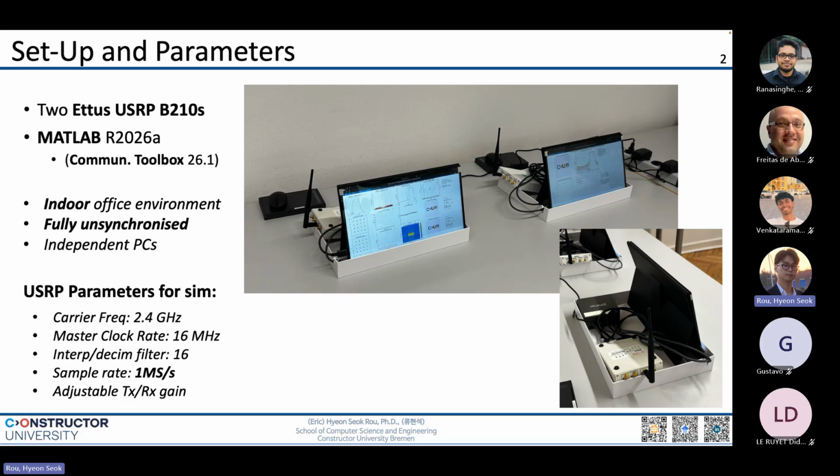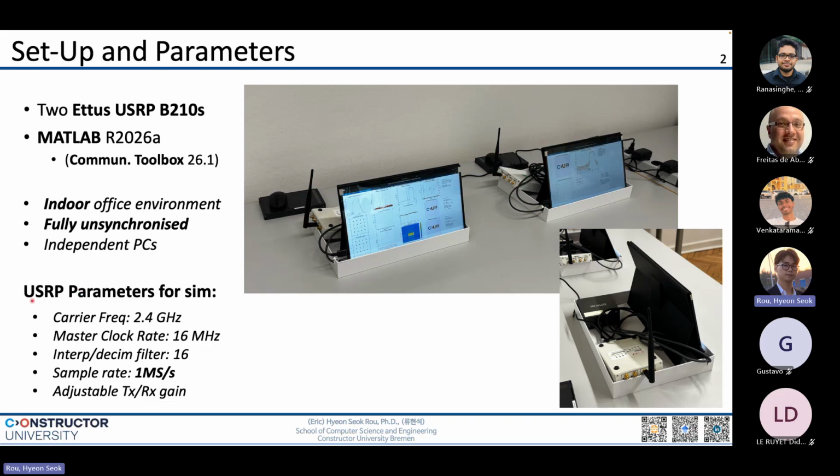And the setup that I began with was simply an indoor office environment. So I had the 2 fully unsynchronized USRPs, 2 fully independent PCs. As you can see here in the image, we have a USRP, we have a mini PC behind it connected to it, and just a screen. And these 2 setups are identical. One is the transmission at the TX side, one is the reception at the RX side. And these 2 PCs are fully independent and unsynchronized. So of course, we have to perform the synchronization, the CFO correction, and then the channel estimation, and so on.